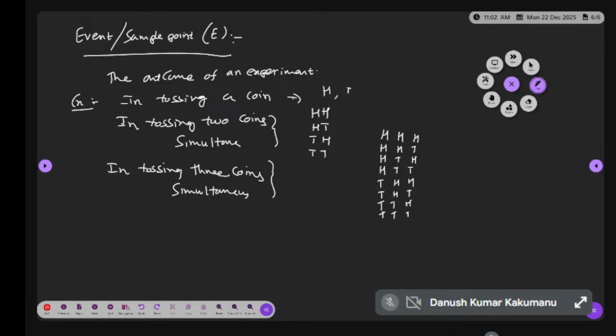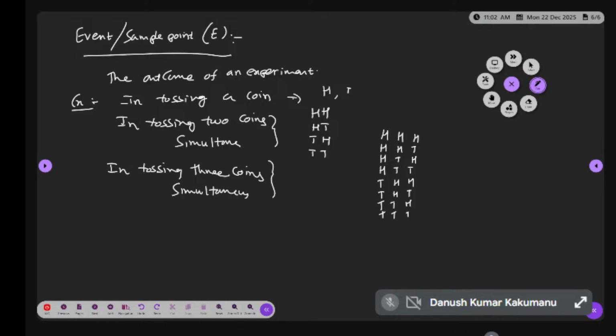What is the answer? At least one head: 7 by 8. At least one tail: 7 by 8. At least one head and one tail: 6 by 8. One head and one tail both are required at least. How many are favorable? 6 by 8.